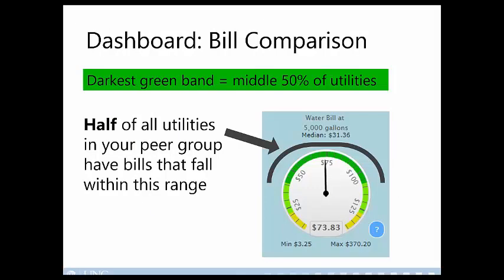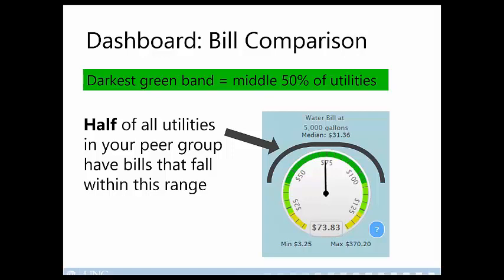Okay, so talking about this first dial, which is in the upper left of the dashboard, this is the bill comparison dial. And this is kind of the go-to one that people look for in comparing their rates. So you'll see on the dashboard when we go through the full demonstration in a little bit, there's a slider above the map that lets you select your consumption amount. So right now it's set at 5,000 gallons. So we see here it says water bill at 5,000 gallons. And for this utility, the bill price is located right there in the middle at $73.83.